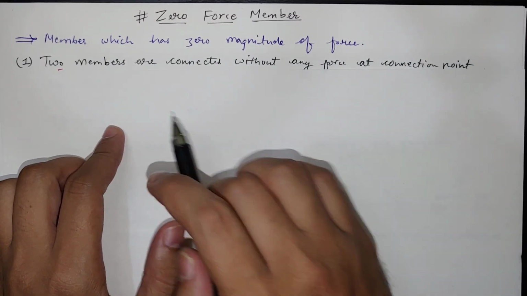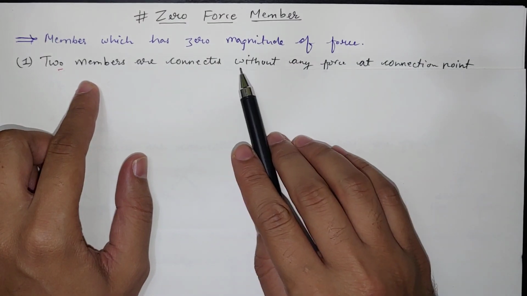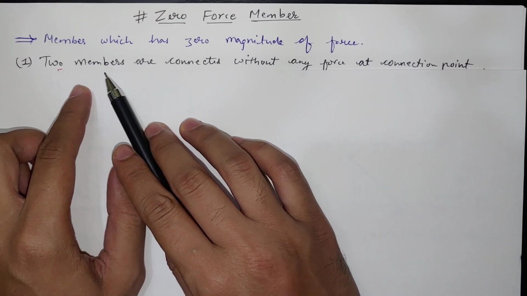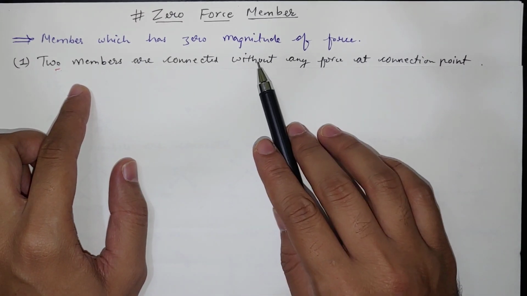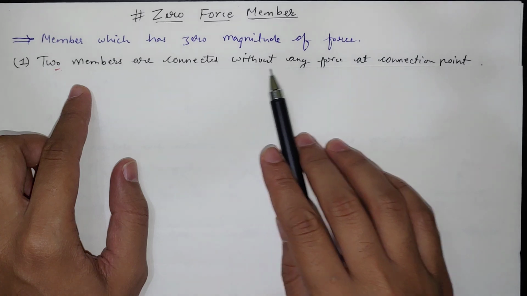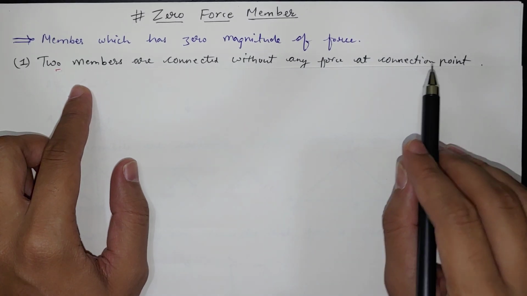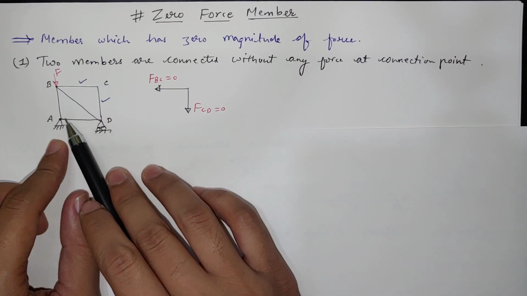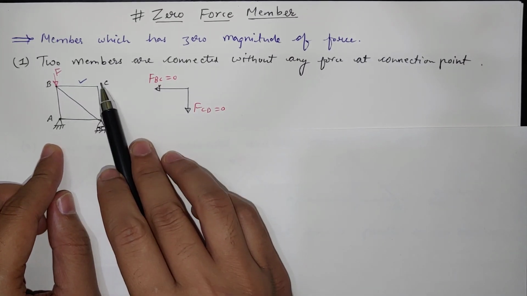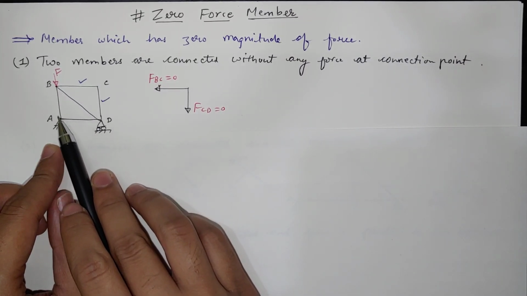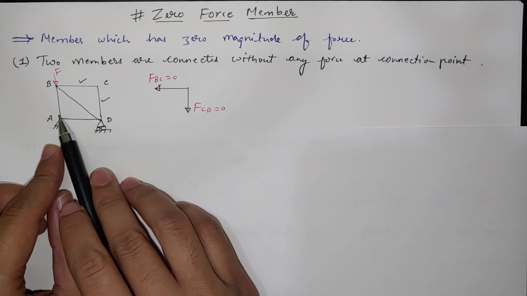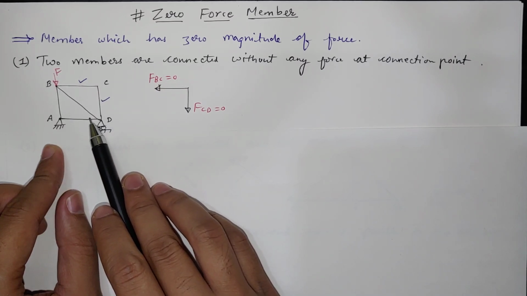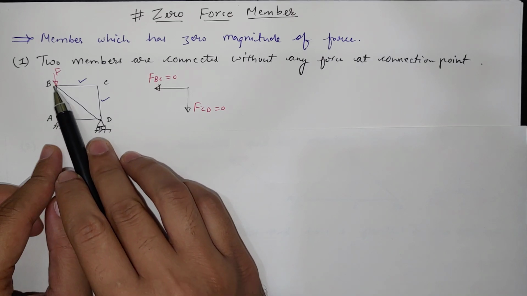The first case is two members connected without any force at the connection point. So there are two members connected at that particular connection point, and there is no force there. Here, if you see, this is the truss where four joints and five members are there. These are four members and one diagonal member, so five members and four joints, A, B, C, D.